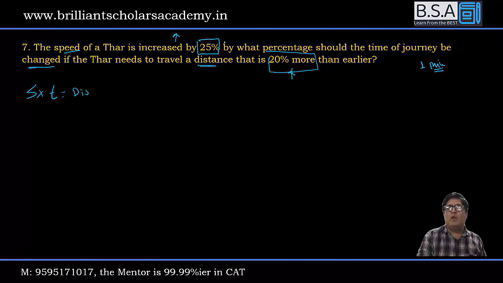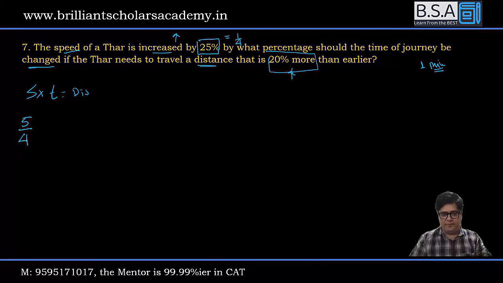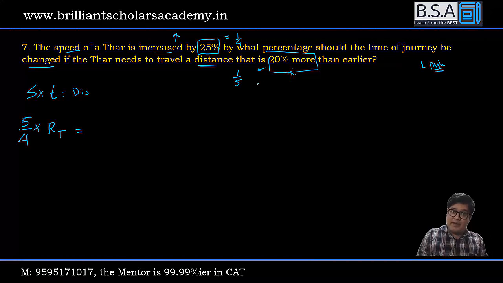Don't worry. What is 25%? 25% is 1 by 4. What do you want? Increase. So 1 more on 4, 1 extra on 4. That makes it 5 by 4. I have no idea what is happening with time, the ratio for time I do not know. 20%, what is the 20% ratio? It is 1 by 5. Do you want equal or do you want more? You want more. So 1 more on 5 will make it 6 by 5.